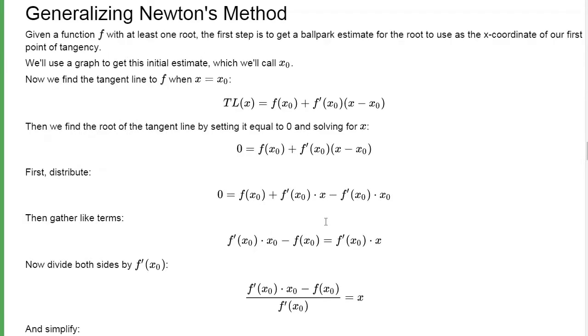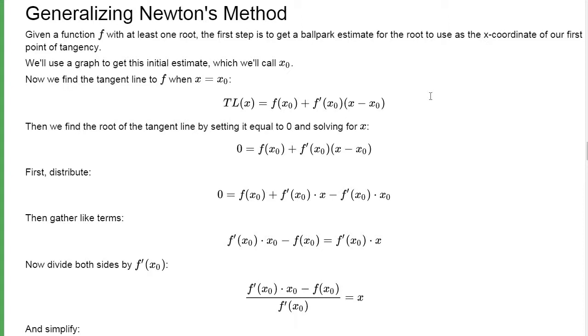All right, well, let's go ahead and develop an algorithm, generalize Newton's method, so the computer can do it all for us. So if you have a function that has at least one root, of course, if there are no roots, then this is not going to work out. So it needs to cross the x-axis at least once. First step is to get a ballpark estimate for the root, so that the x-coordinate of that ballpark estimate is going to be our x-coordinate for the first point of tangency. We're going to call that initial estimate x sub 0, and we're going to estimate that graphically. So we're going to graph the thing and just eyeball it from the graph. It doesn't have to be a great estimate, just a decent estimate of our root.